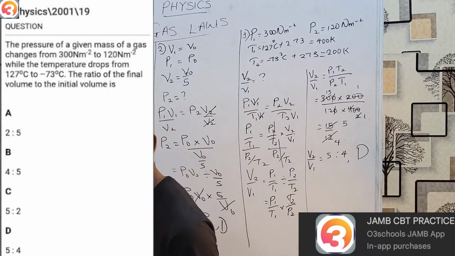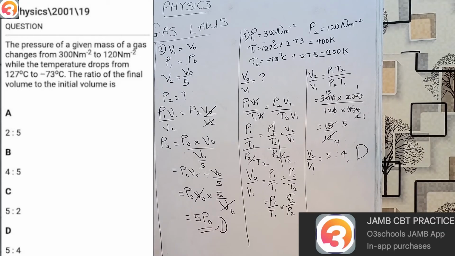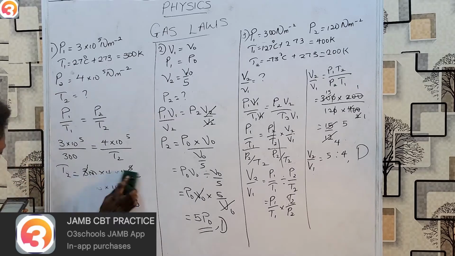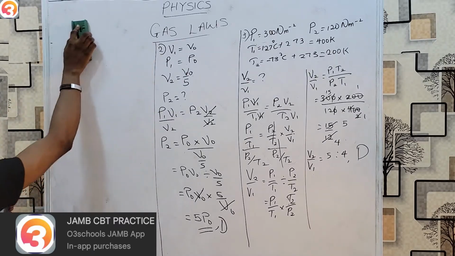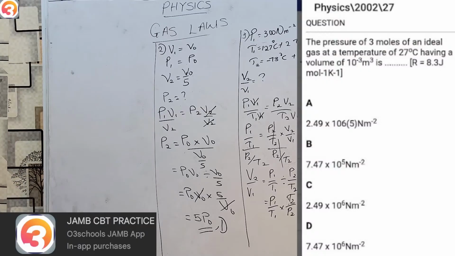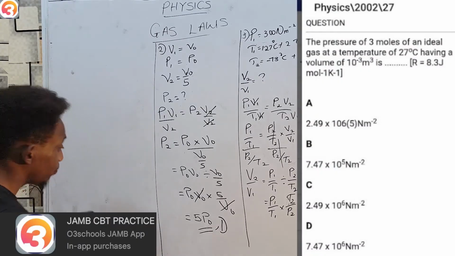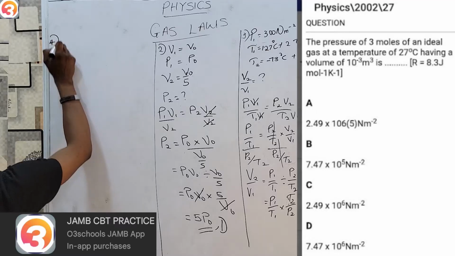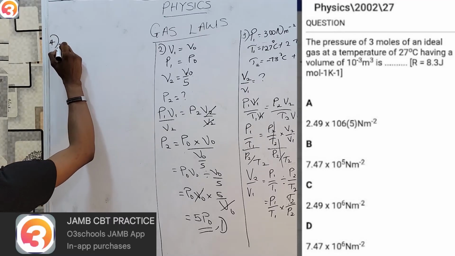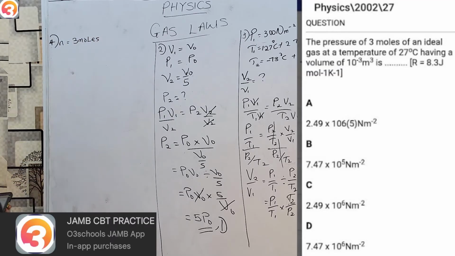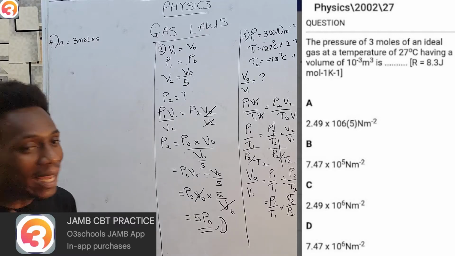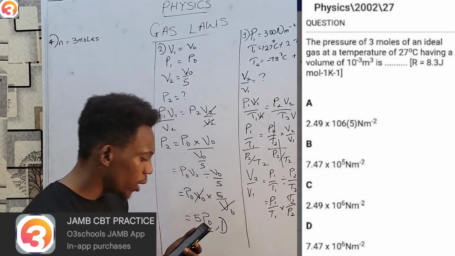You see, these questions are very, very simple. Okay, so let's move on, shall we? Now we are going to year 2002. I want to look at question number 27. 2002, question 27. The question says the pressure of 3 moles of an ideal gas. As I mentioned ideal gas, I'm going to use my ideal gas equation, so I know where I'm going.